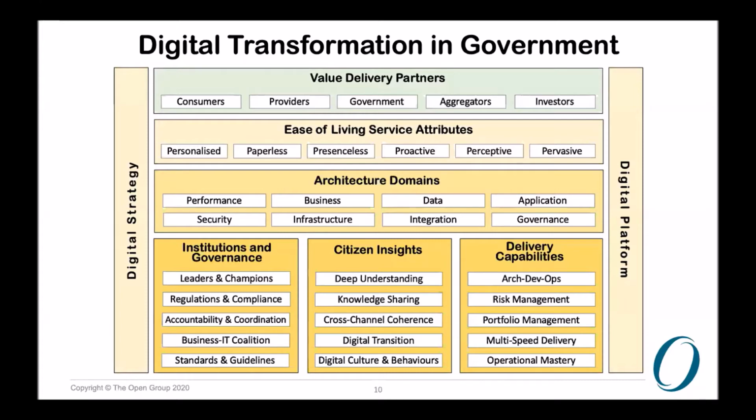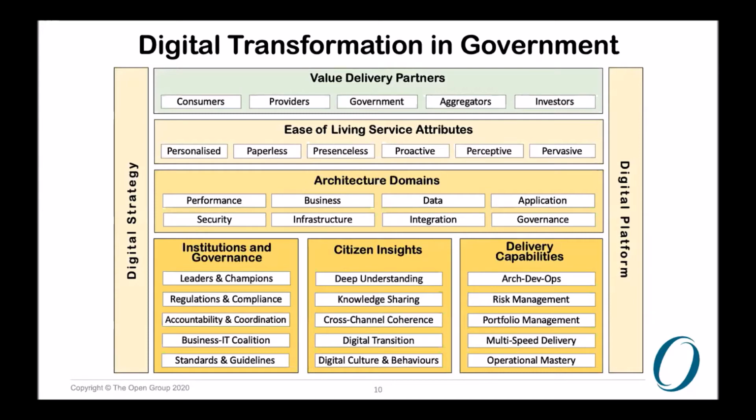The second layer is what we call ease of living service attributes, because at the end of the day, we can have all the architecture and all the digitalization that we talk about, but it is important that the citizen gets service which makes his or her life easy. And therefore, we have identified the 6 Ps. As you can see, there are 6 Ps in the ease of living service attributes, starting with services that are personalized, that are paperless. I think they are very self-explanatory.